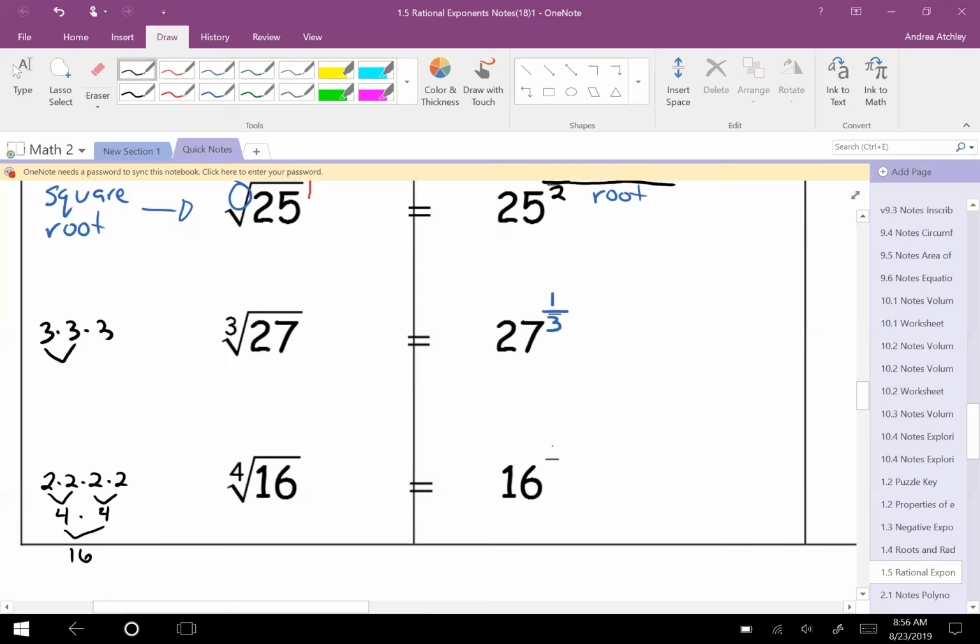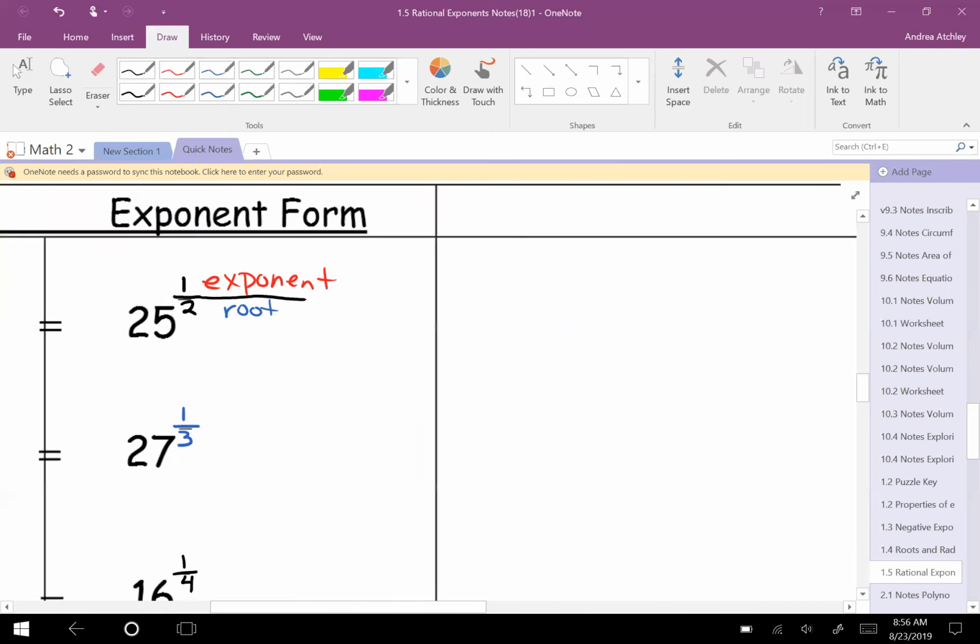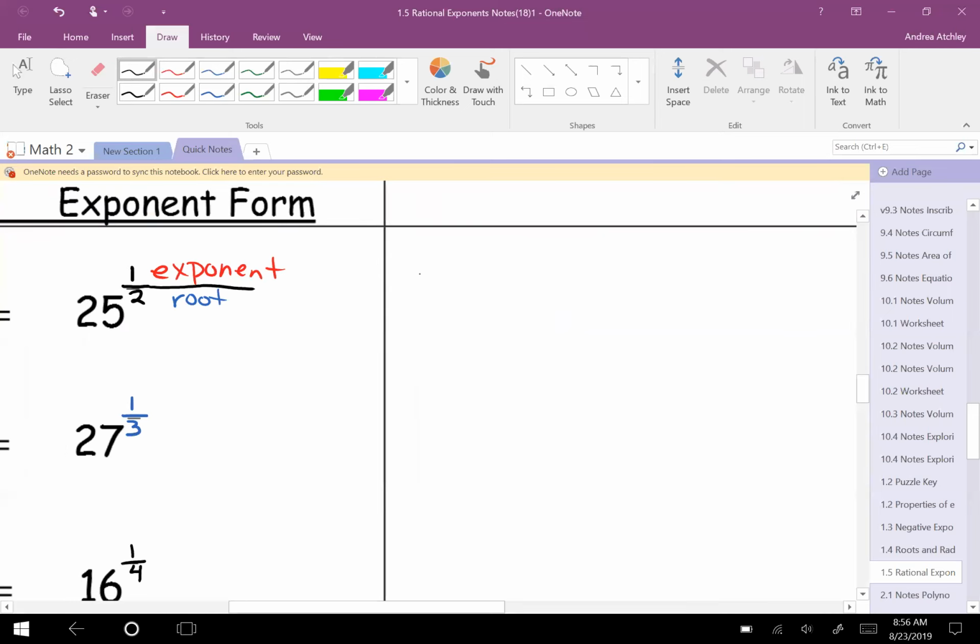So again, we can also write it as a fraction: 16 to the 1/4 power. So we have radical form and exponential form. It means the exact same thing. Any questions over that? Okay, so I want you guys to try this one. See if we've got the understanding here.